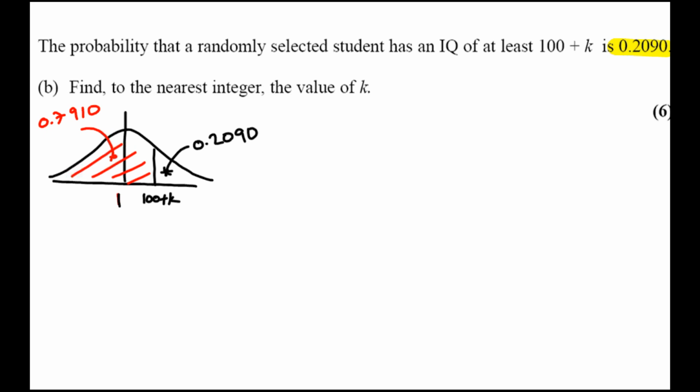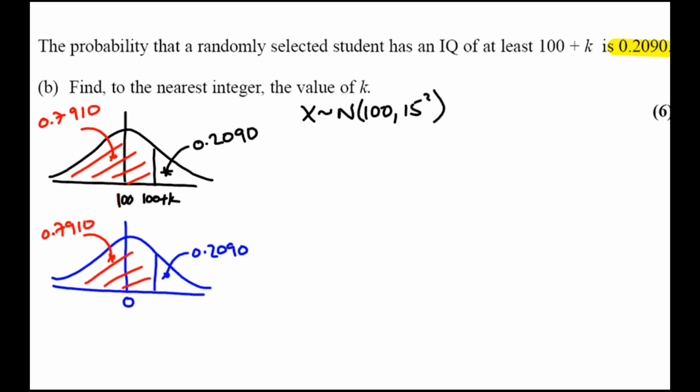Okay, so this is the real world contextual situation. The mean here was 100. Let's not forget the distribution itself. X followed a normal distribution, 100, and a standard deviation of 15. Okay, this should be able to translate to the standardized distribution. Okay, and I'm interested in what Z-score sits right here. What Z-score is going to match up with the 100 plus K? I know the 0 matches up with 100. What will match up with 100 plus K?